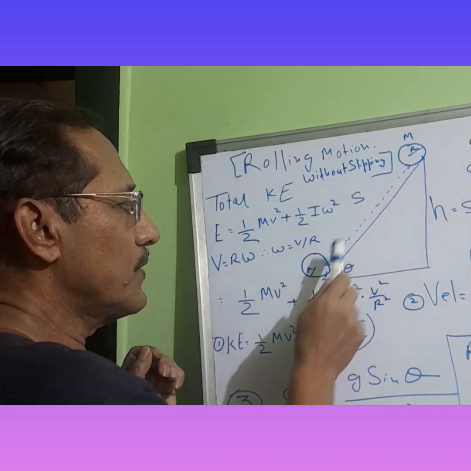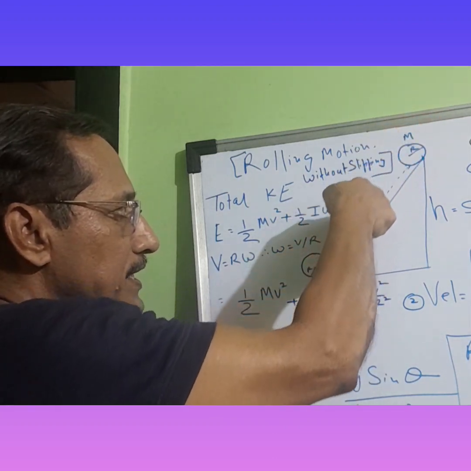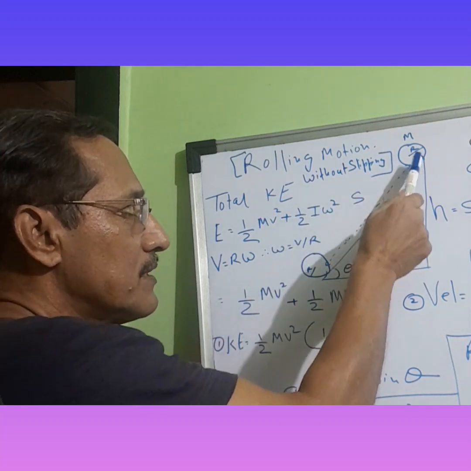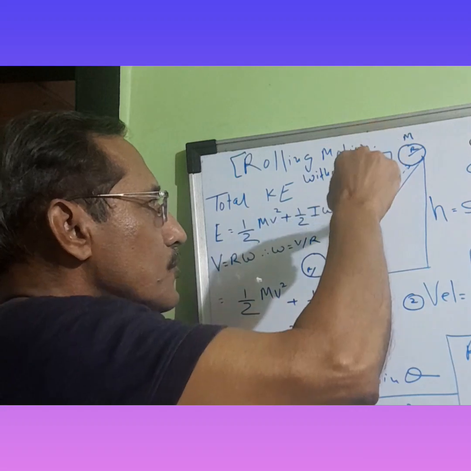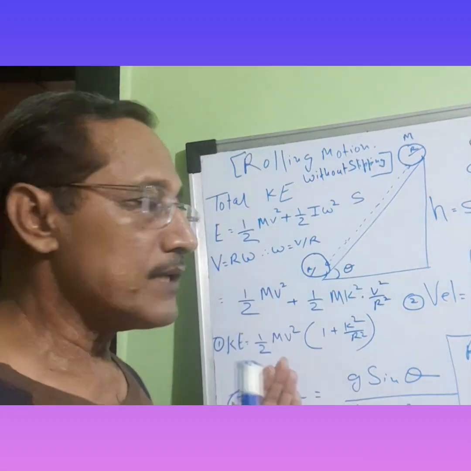So from here to here. Now see, this is what? This is the linear motion. Now the formula for kinetic energy for linear motion is half mv square, and there is rotational motion also. So we also have got to have kinetic energy for rotational motion.